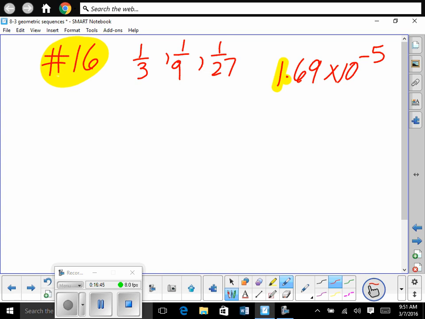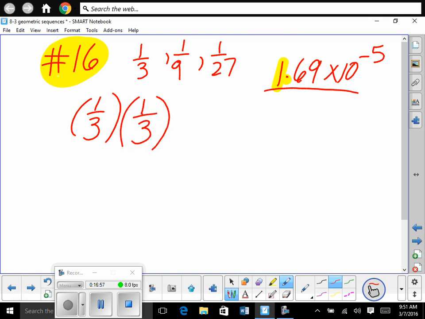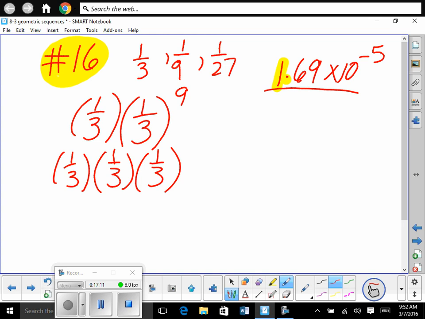So let's think about it. What was the equation I used to get this answer? Wasn't it 1/3? That's our a sub 1, right? Our common ratio was 1/3, raised to the n minus 1. So if we're finding the 10th term, that's 10 minus 1, so that's 9, right? Now, isn't that just 1/3 times 1/3 times 1/3, and so on? Isn't this 1/3 nine times? Yep.